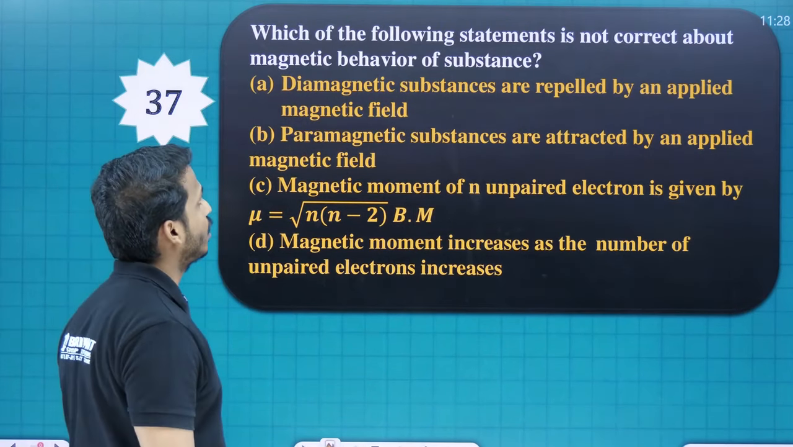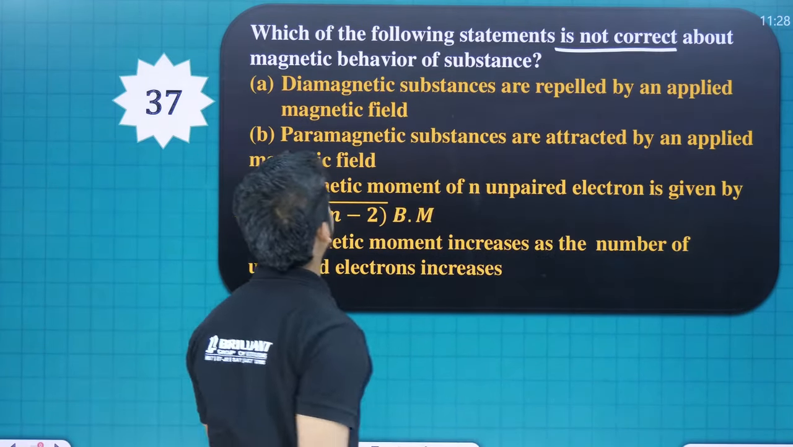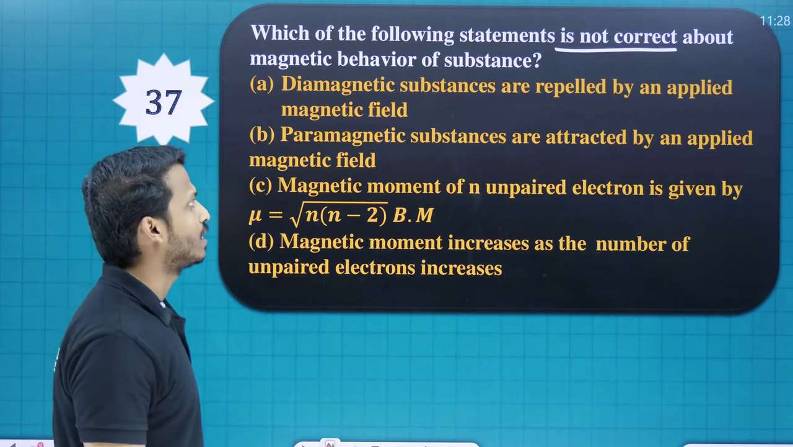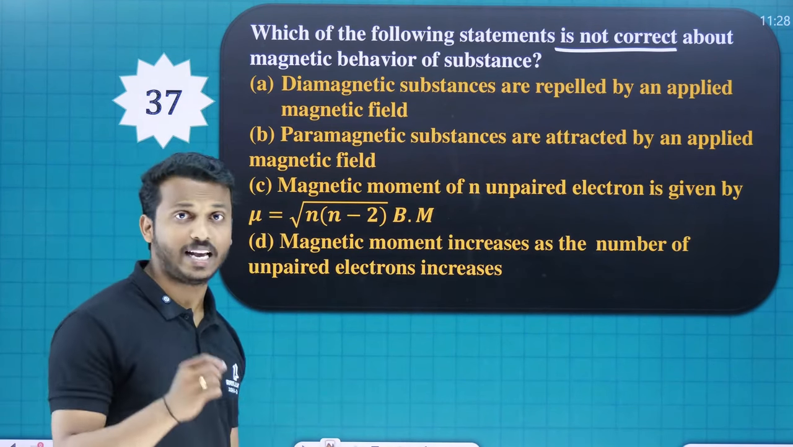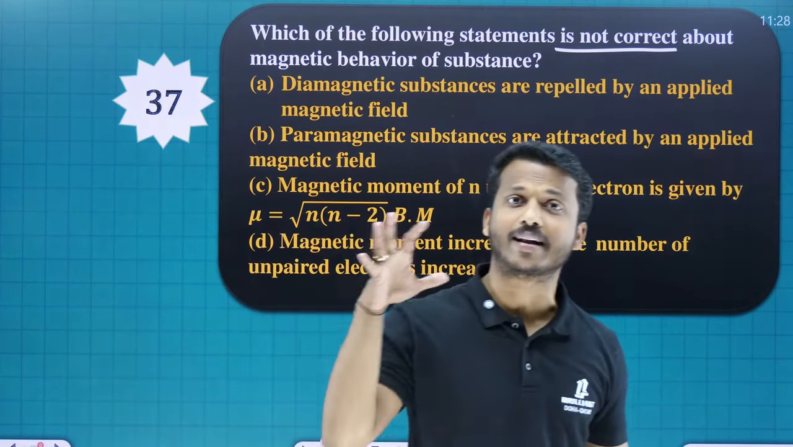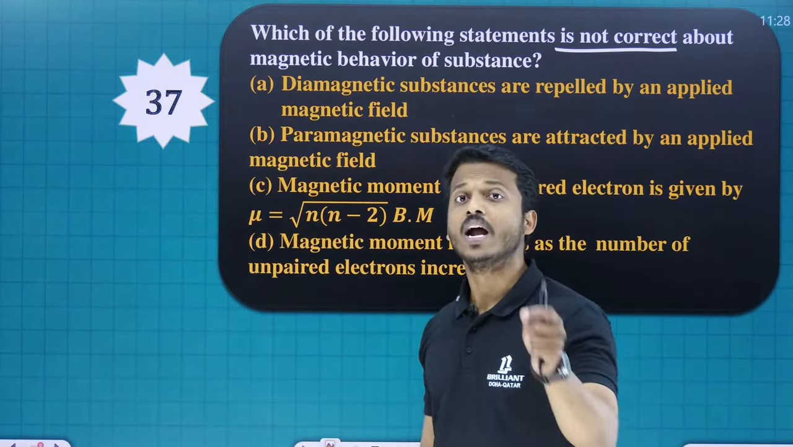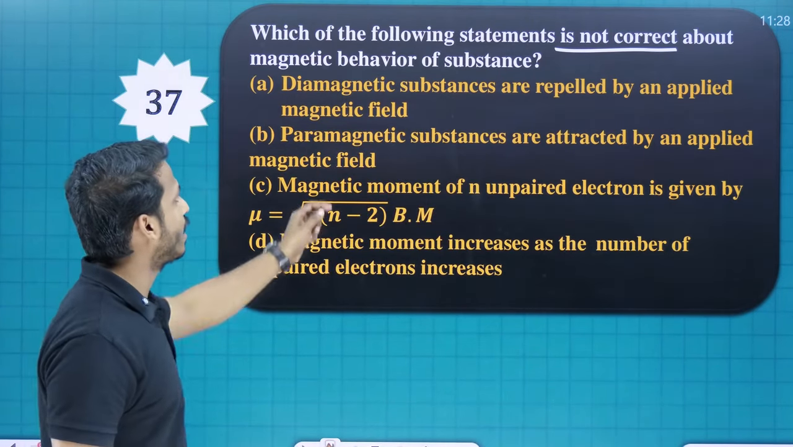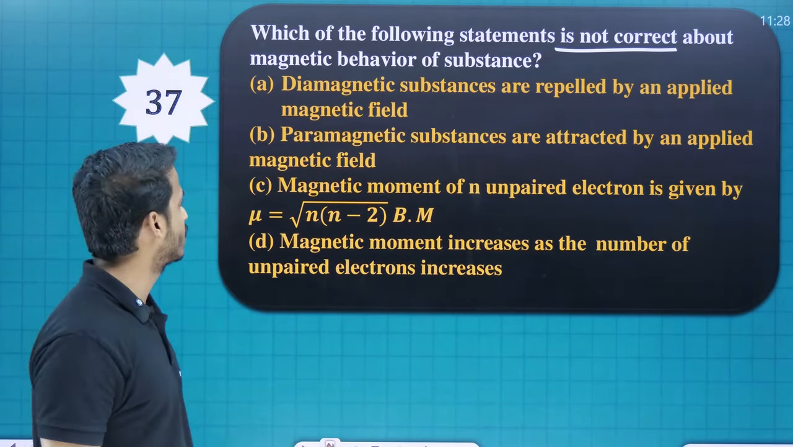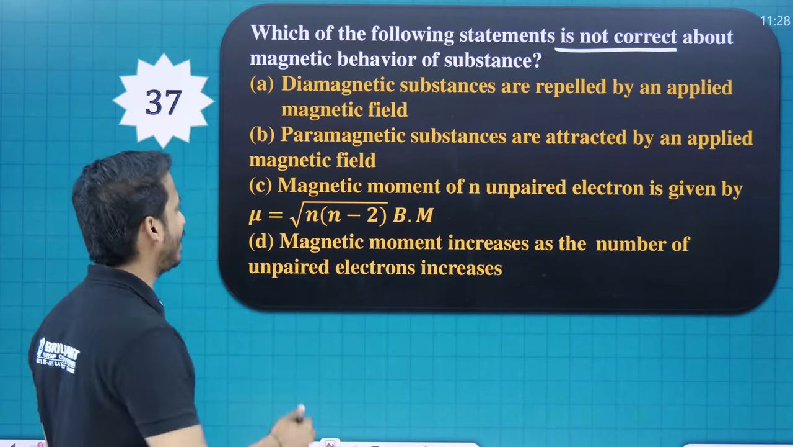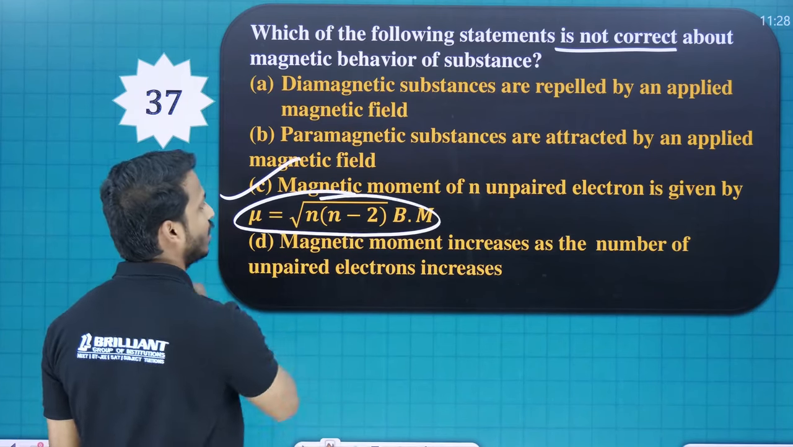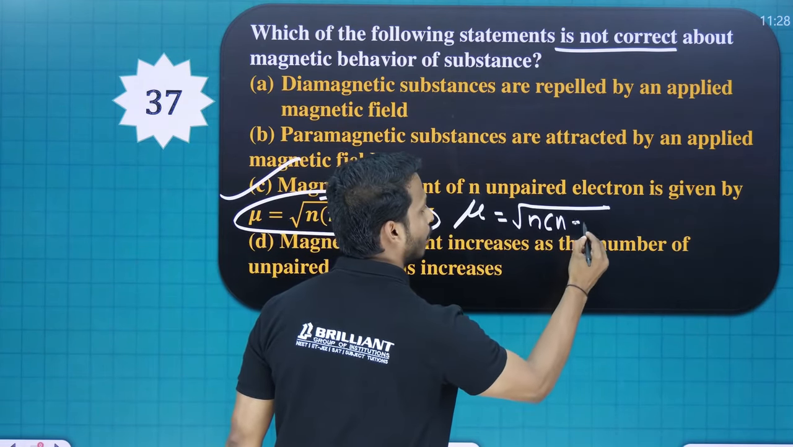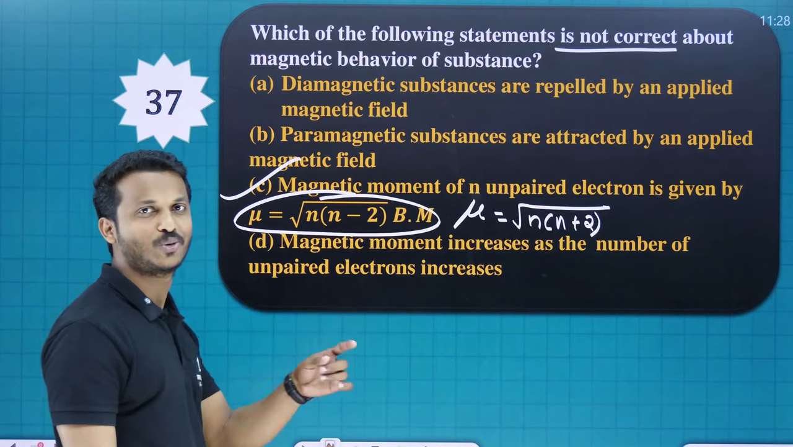Next one. Which of the following statements is not correct about the magnetic property of metals? Diamagnetic substances are repelled by an applied magnetic field. Yes. Paramagnetic substances are attracted by the external magnetic field. Yes. Magnetic moment, here it is wrong. What is the mistake in this question? You know, magnetic moment is root of n into n plus 2, not n minus 2.